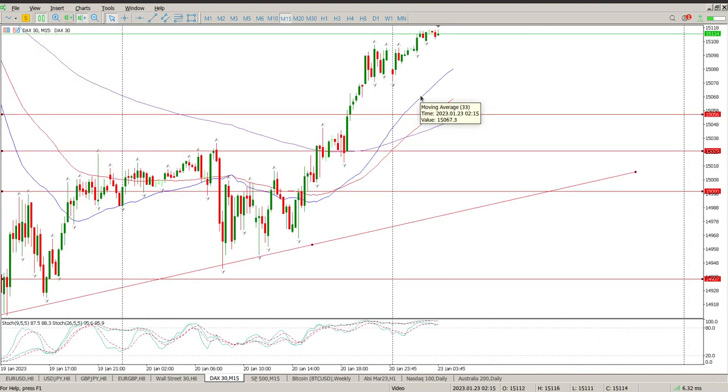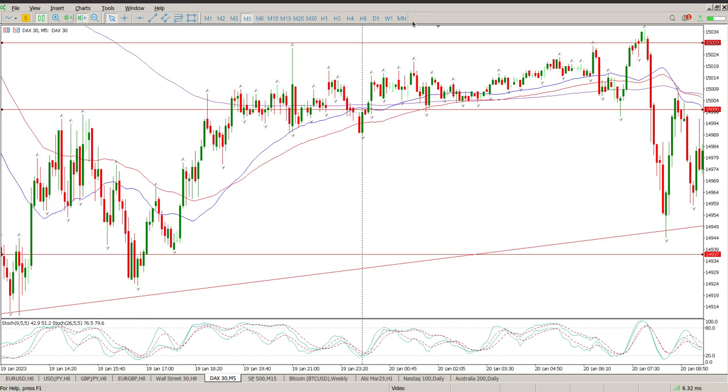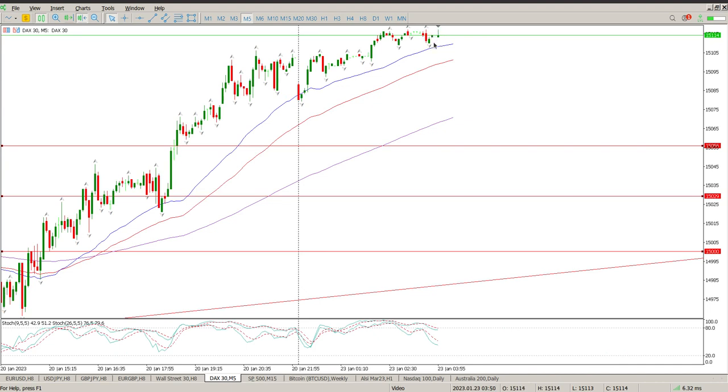And when you start looking at the lower time frames, you can probably drop as low as a 5 minute here. And you can see all of this is chaotic. And if you start dropping below this on the 5 minutes, you can see what starts happening. You start dropping below the moving averages.